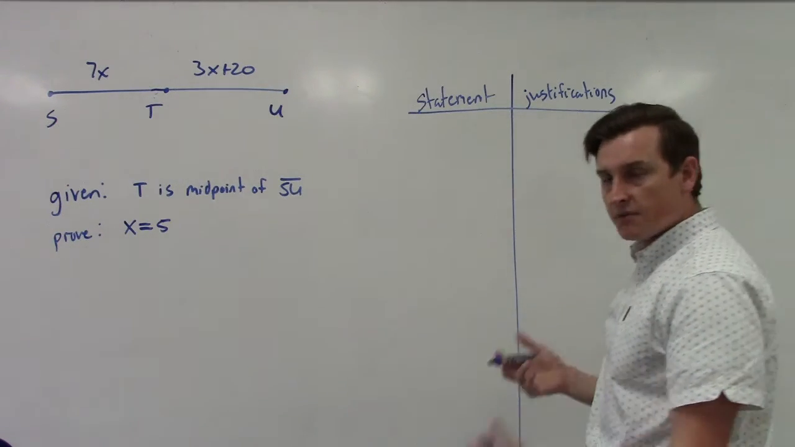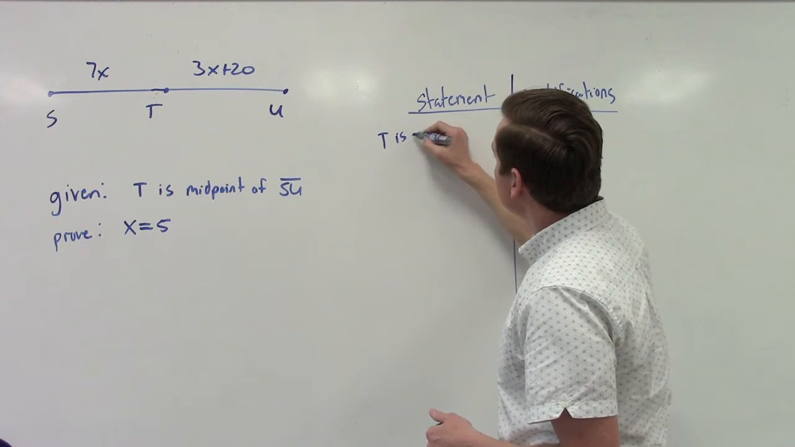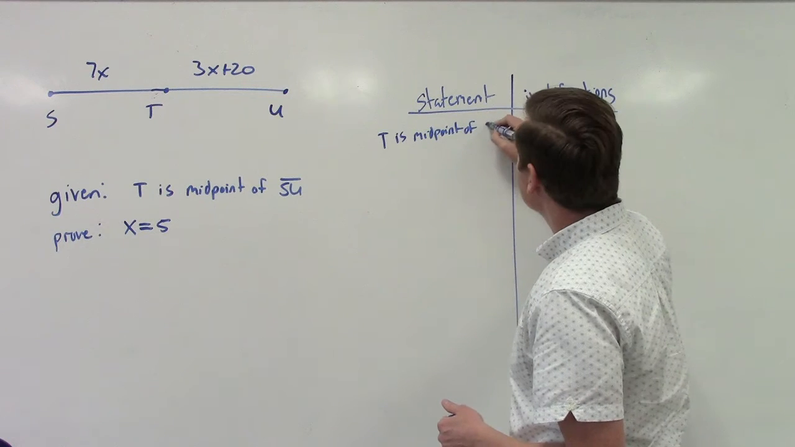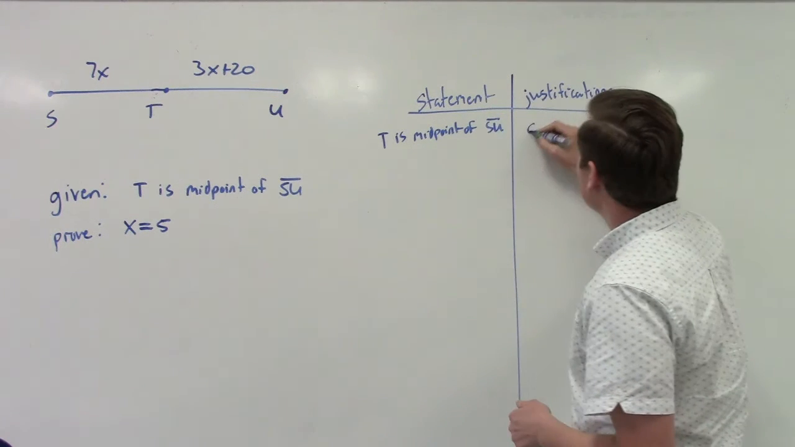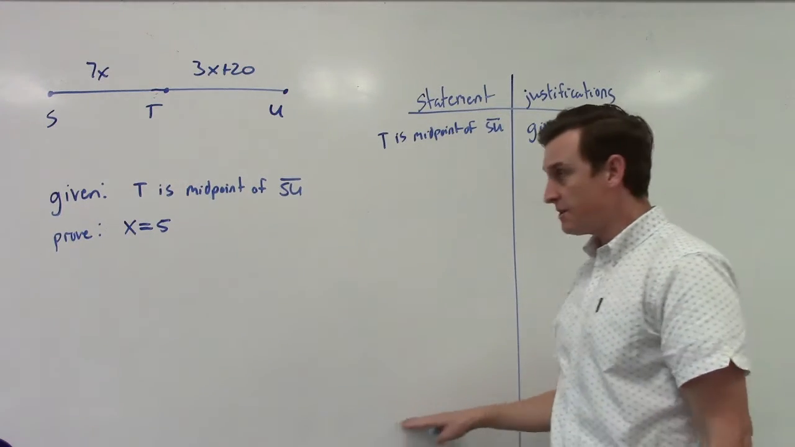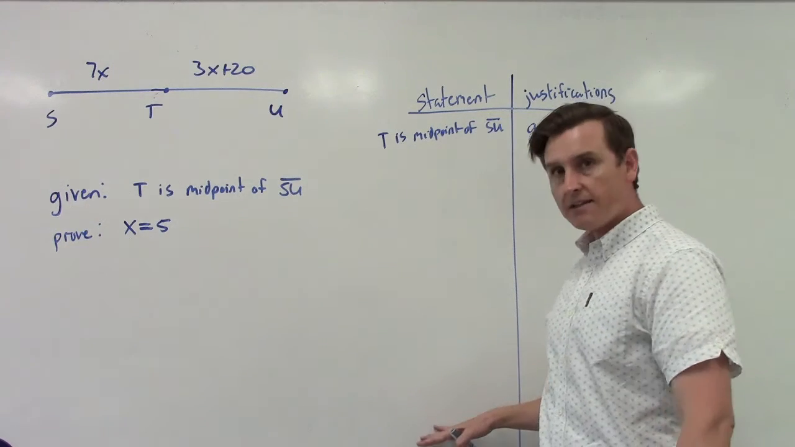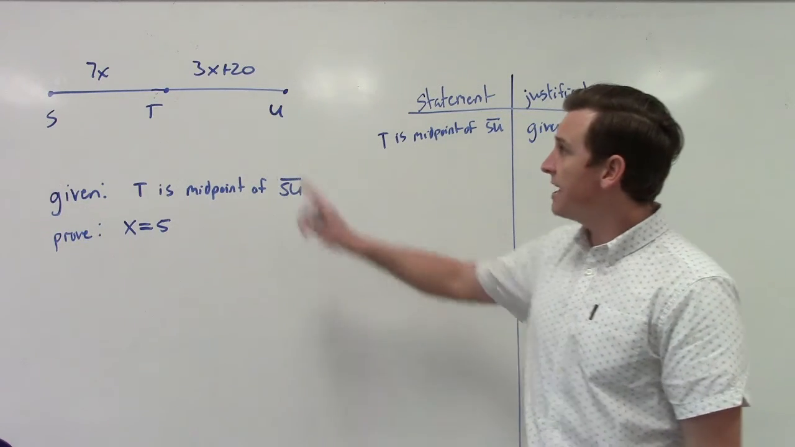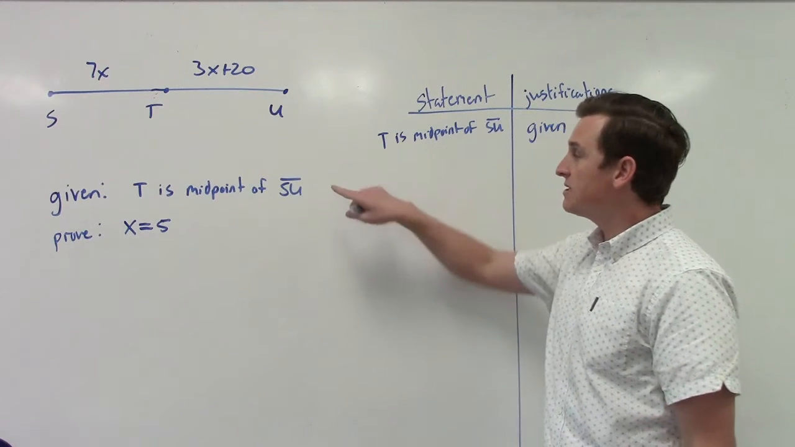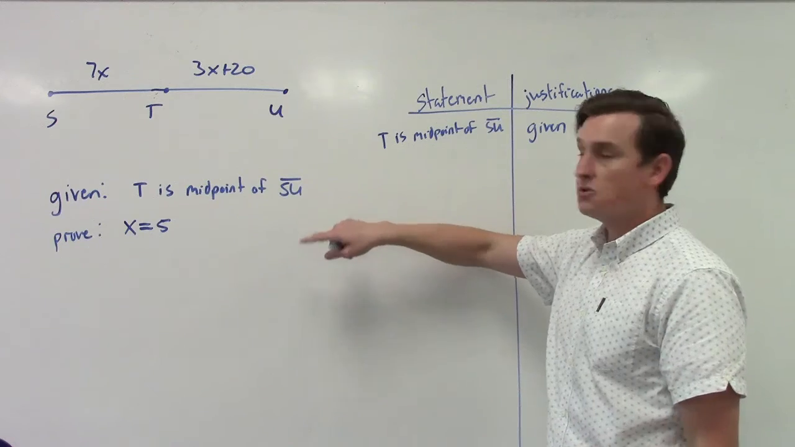All right, now again, the first statement in a proof is always the given. So T is the midpoint of the segment SU, and that's given. Okay, and then the last statement that we're going to have somewhere down here is x equals 5. We don't know how we're going to get there just yet. We probably are going to have to set some stuff equal to each other, but we can't do that right off the bat because we have to start with this right here.